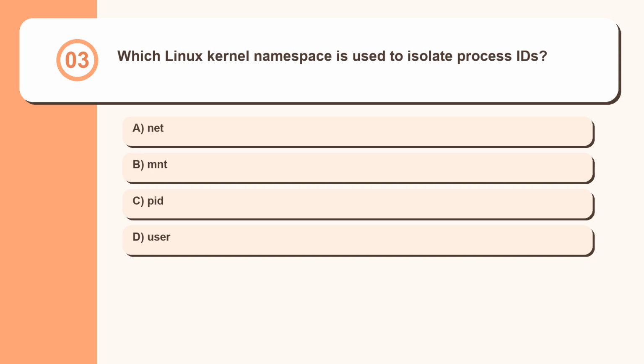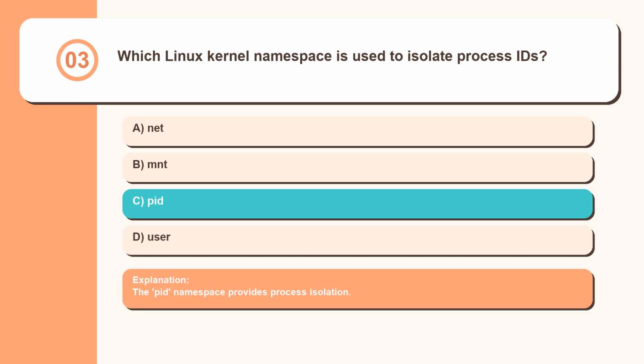Question 3. Which Linux kernel namespace is used to isolate process IDs? Net, mnt, PID, user. The PID namespace provides process isolation.